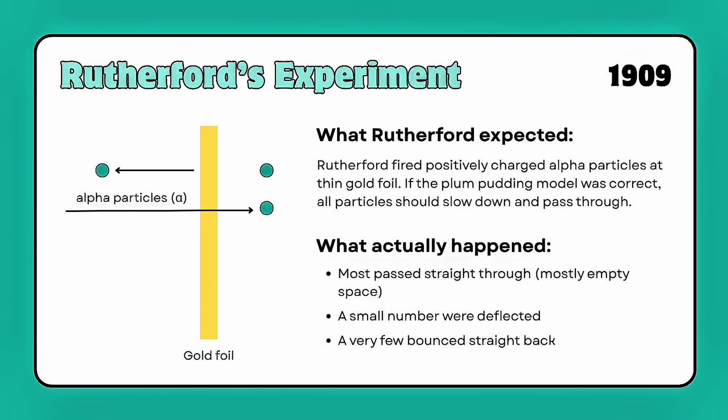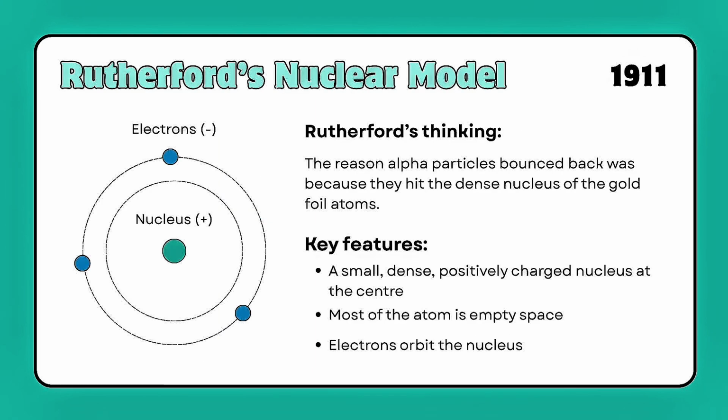Some particles bounced back. Rutherford later said it was almost as surprising as firing a cannonball at tissue paper and having it bounce back. So what did Rutherford conclude? He said the atom must contain a tiny, dense, positively charged center called the nucleus. This nucleus contained most of the atom's mass, and the electrons moved around this nucleus. Thus, Rutherford gave the nuclear model of the atom in 1911.